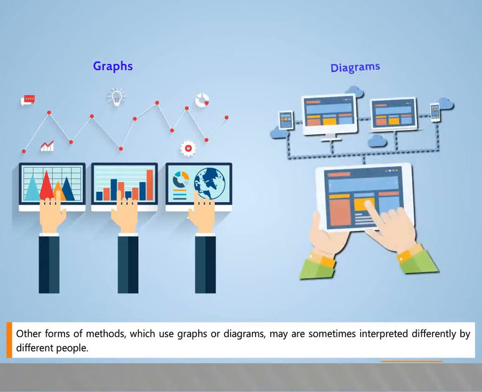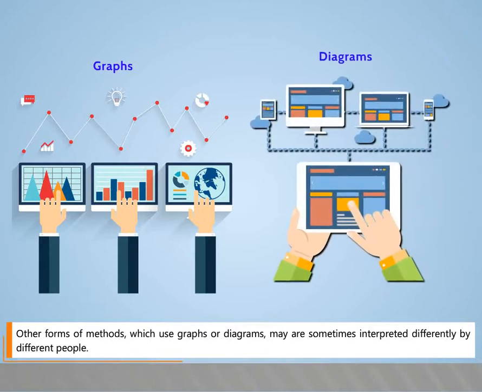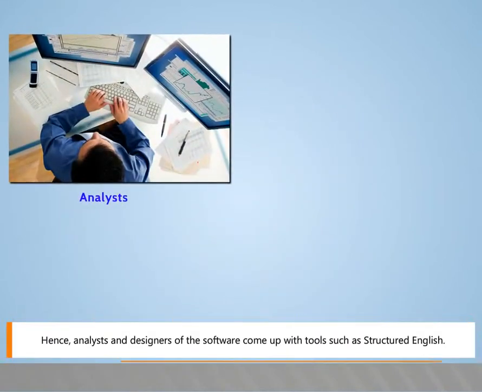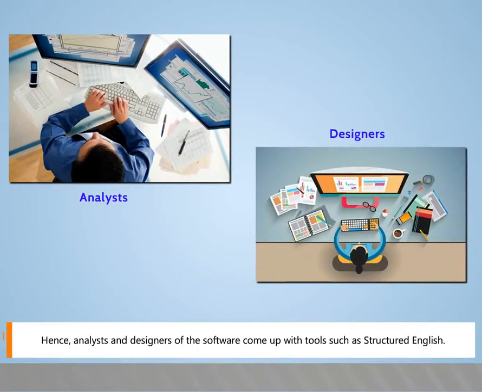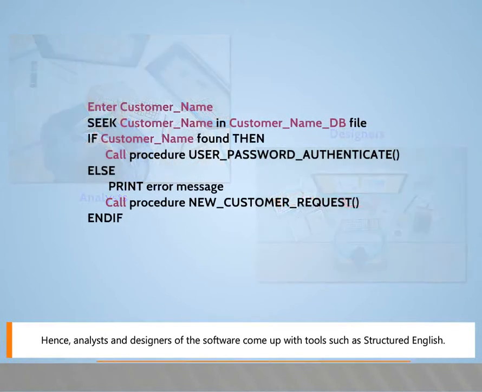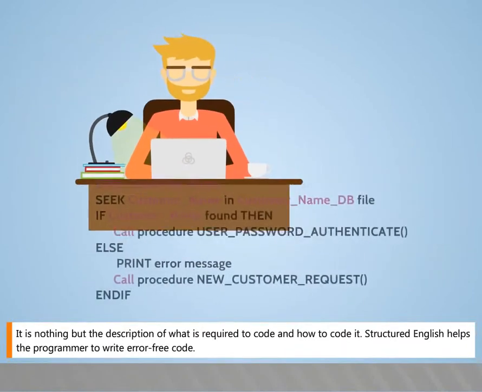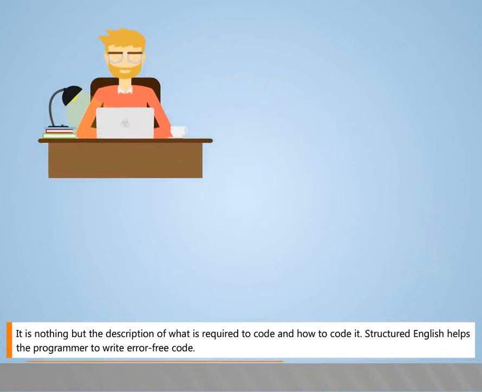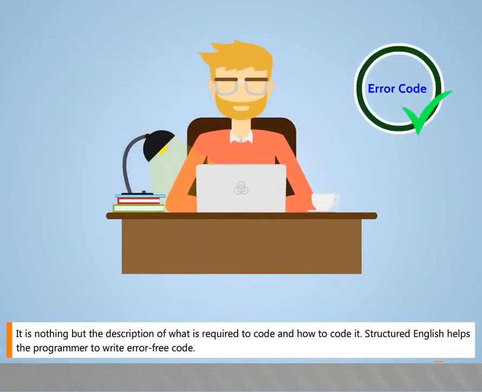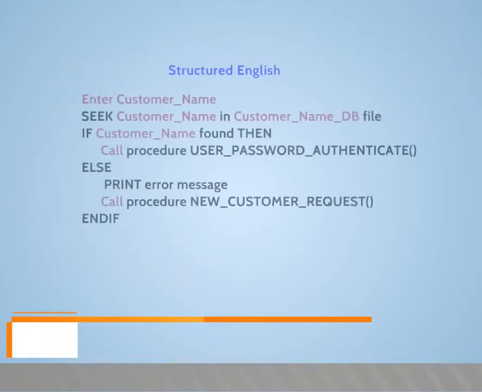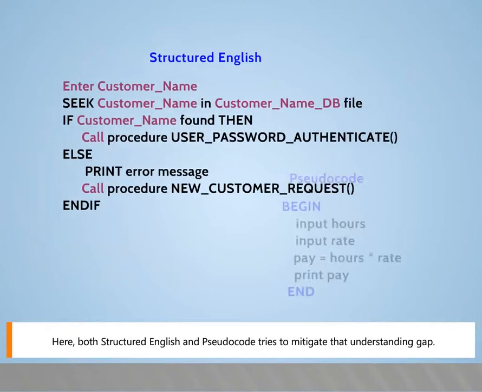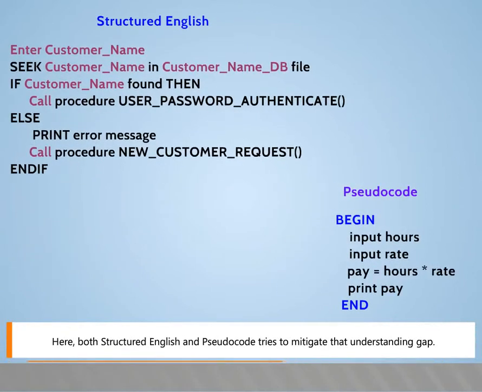Other methods which use graphs or diagrams are sometimes interpreted differently by different people. Hence, analysts and designers of the software come up with tools such as structured English. It is nothing but the description of what is required to code and how to code it. Structured English helps the programmer to write error-free code. Here, both structured English and pseudocode try to mitigate that understanding gap.